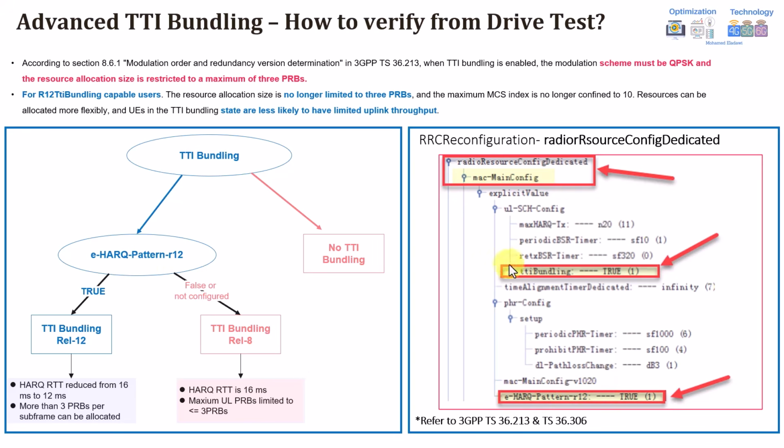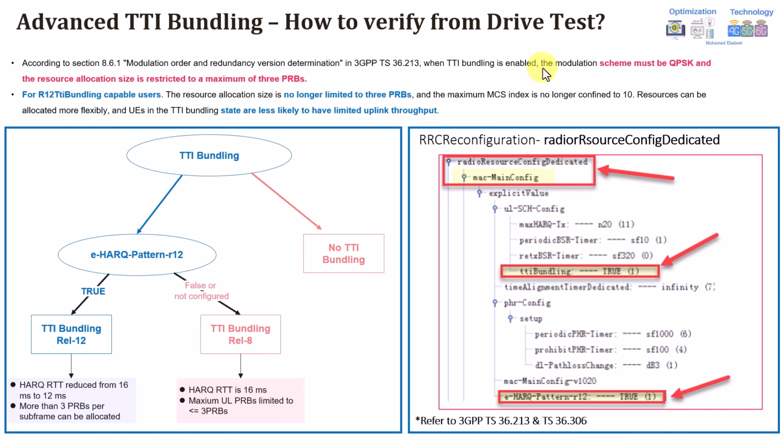If the user is supporting it, after MAC, under MAC main configuration v1020, we'll find there is an additional item called HARQ pattern Release 12 being supported, and this indicates that the user is now falling under this category, so he can have better latency and has no limitation anymore in the uplink resource block allocation. So this can also give a better performance in terms of uplink throughput. And this is all I need to discuss about TTI.